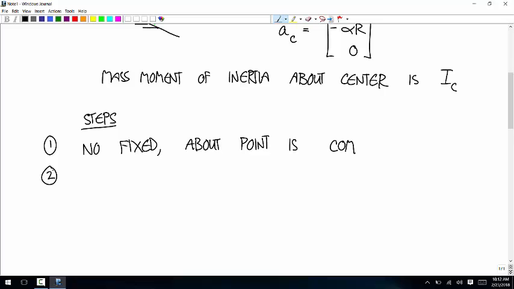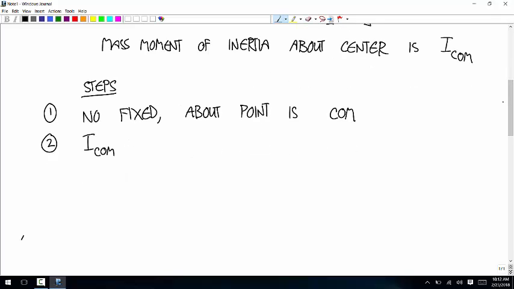So the second step is we find the mass moment of inertia. That to us is just ICOM. Now I'm changing my mind again about this. Let's call this ICOM. You can just write an O and an M after the C. Yeah, right, exactly. Don't let it happen again.